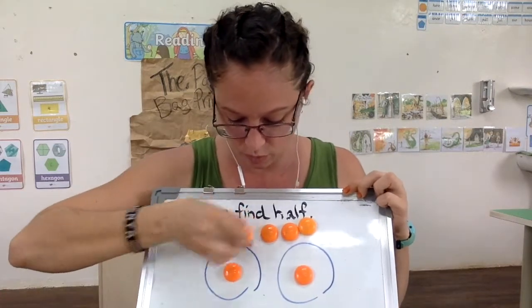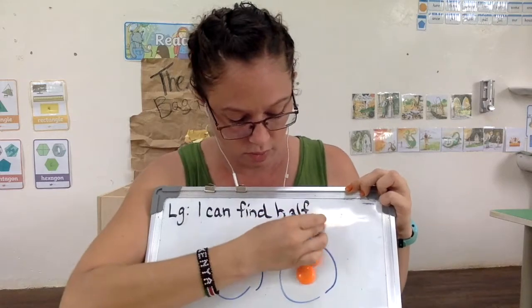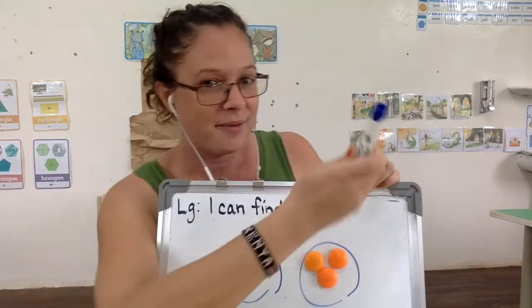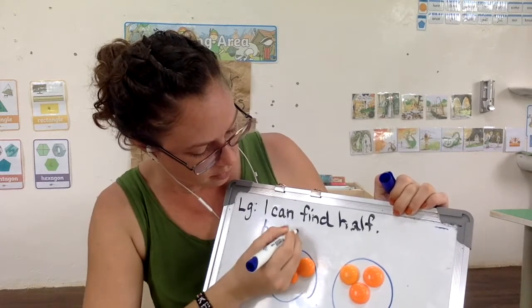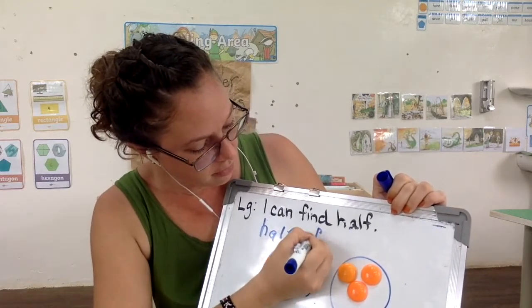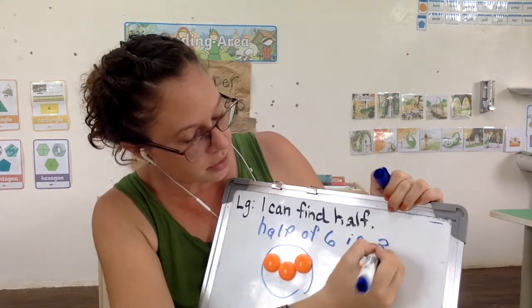1 here. 1 here. 1 here. 1 here. 1 here. I found half of 6 is 3.